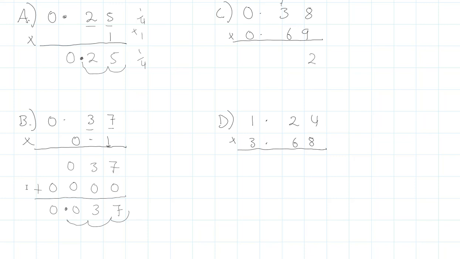9 threes are 27, plus 7 is 34. Put down our 4 and carry our 3. 9 zeros are 0, plus 3 gives us 3. And then we move on to the second line. So in the first line we multiplied it by 0.08. The second line we're going to multiply it by 0.6.